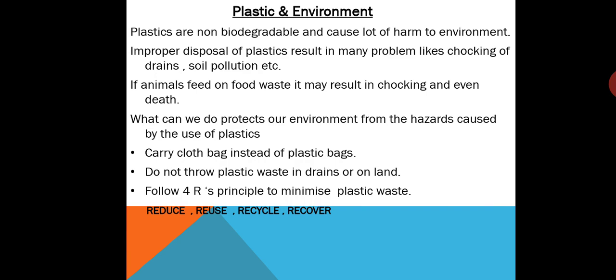If the plastic is thrown in drains, it can choke the drains as well. Sometimes when we throw the plastic in the soil, it is eaten by animals, which ultimately chokes them and leads to their death. Also, it is very harmful for the environment. So, we know plastic has a lot of harmful effects on the environment. So, we should try to reduce its use as much as possible.